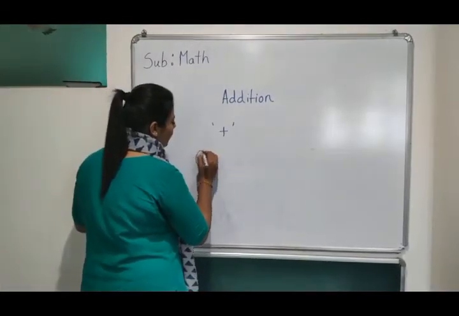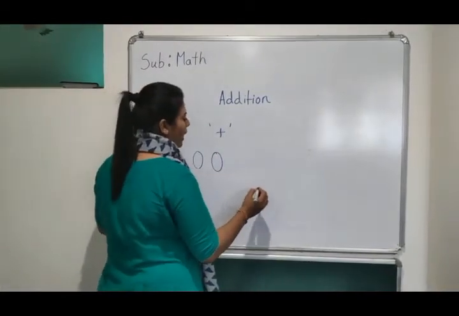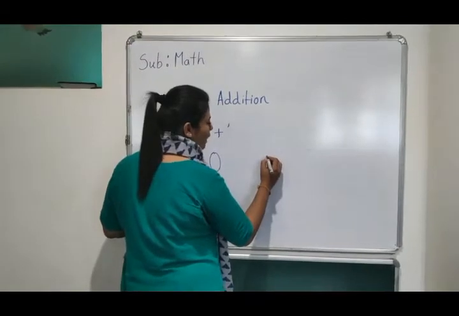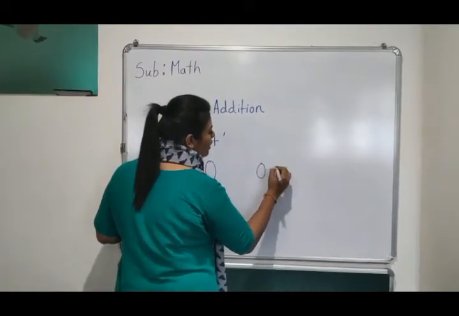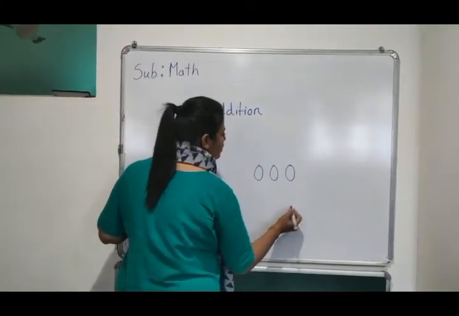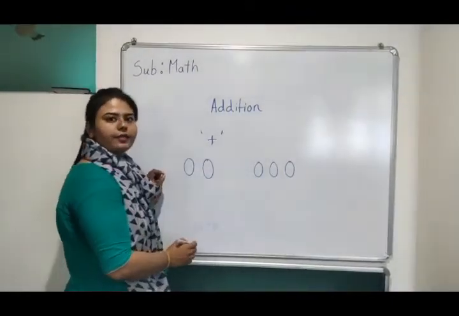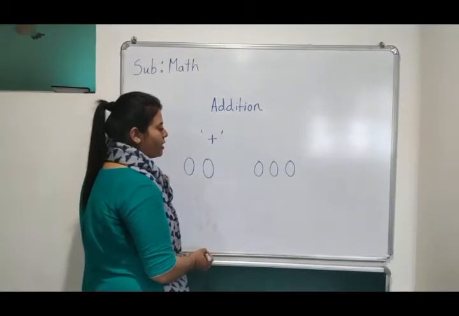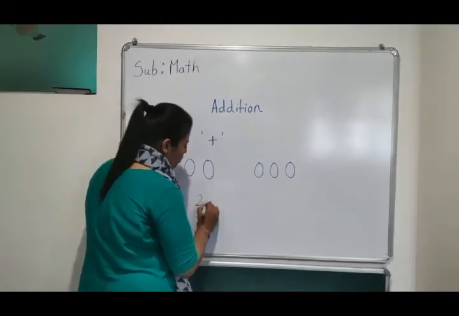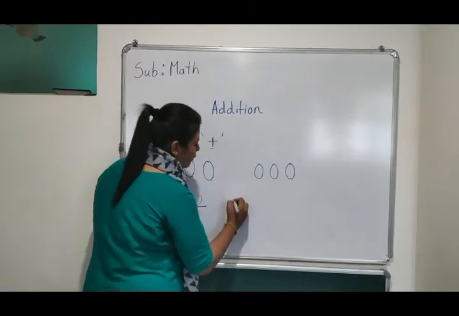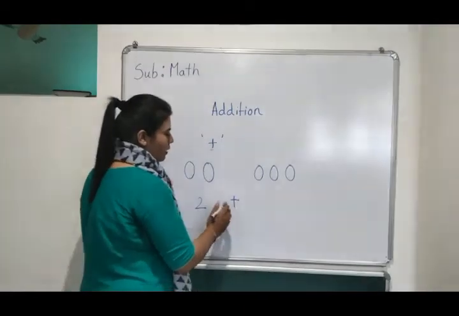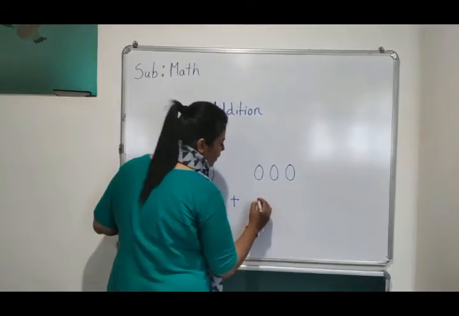Like I am having 2 balls and my friend Priya, she is having 3 balls. So when we are counting these balls together, it shows addition. If I am having 2 and this sign we are putting here, it shows plus sign. Okay, and these are 3.